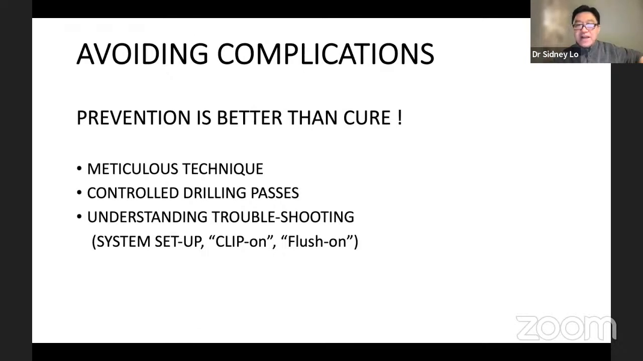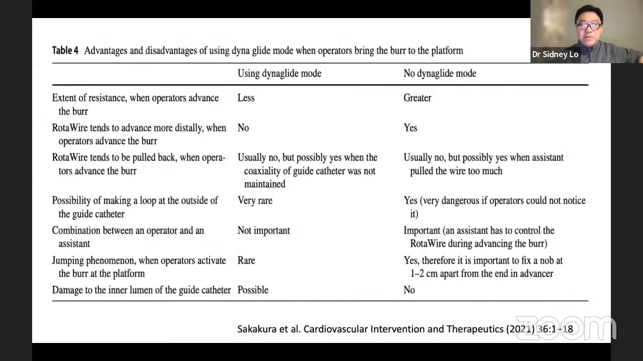Now, how to avoid complications? Well, prevention is always better than cure. So therefore, learning meticulous technique, controlling your drilling passes, and understanding just simple troubleshooting about the system, and even the flush and the clip being on are very important things. For example, this is the Dynaglide. There's always been controversy. You can be one-handed.